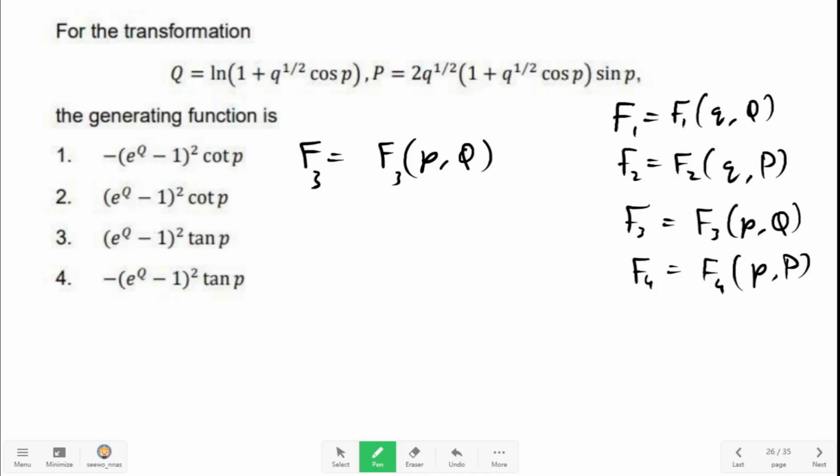What are the variables used in type 3 generating function? Small p and capital Q. These are the variables used. So we partially differentiate F3 with respect to p and Q: del F3 upon del capital Q. Now in the LHS we write the canonically conjugate variable to the denominator. Here in the denominator we have small p, and the canonically conjugate variable to small p is small q. Here the canonically conjugate variable to capital Q is capital P.